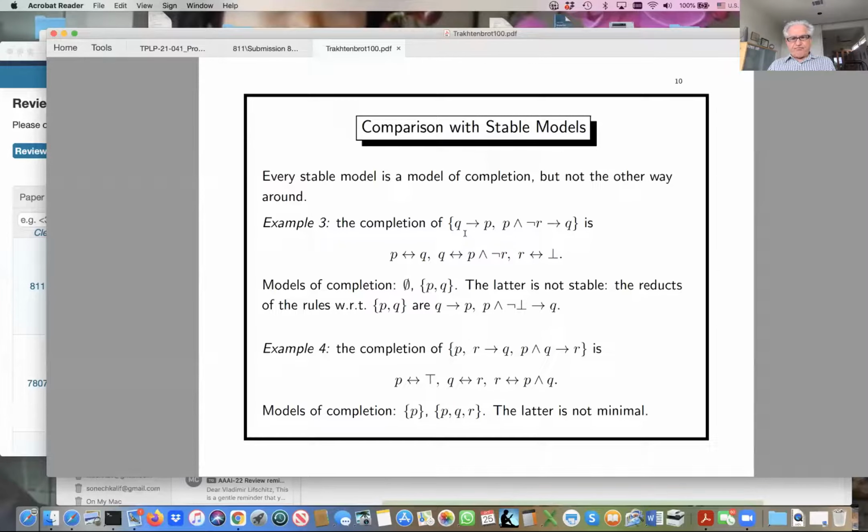So look at this set of these two implications. If we construct its completion, you'll see a set of equivalences that has two models. It's satisfied if P, Q, R, all of them are false, and also if P and Q are true and R is false. But out of these two models of completion, only the first is a stable model. The second is not stable.